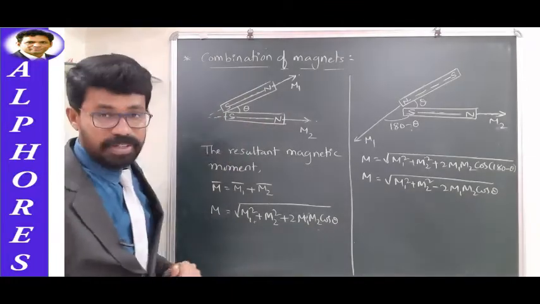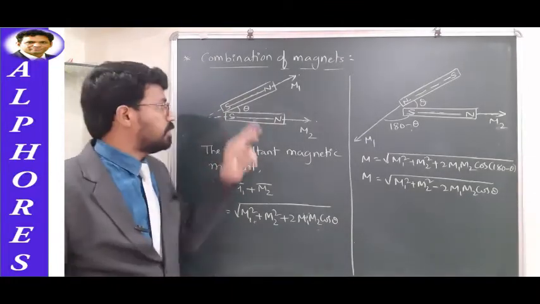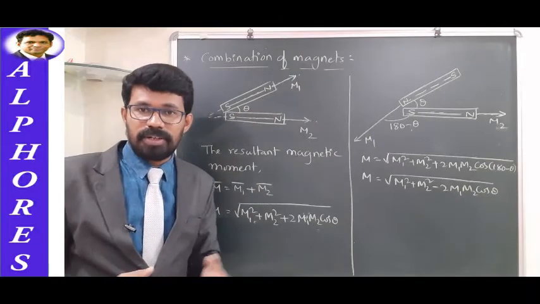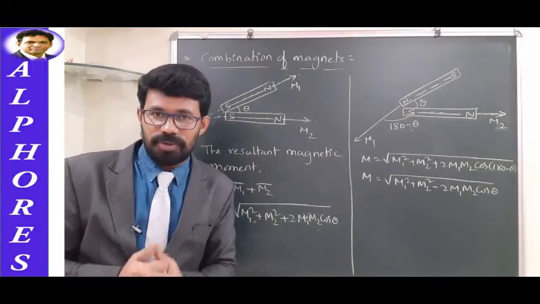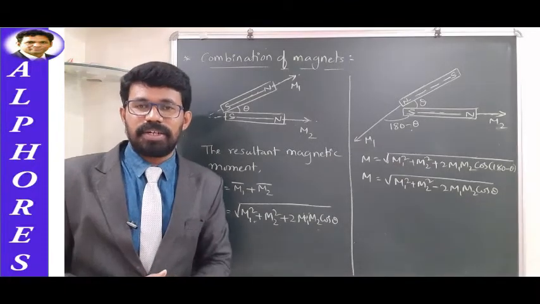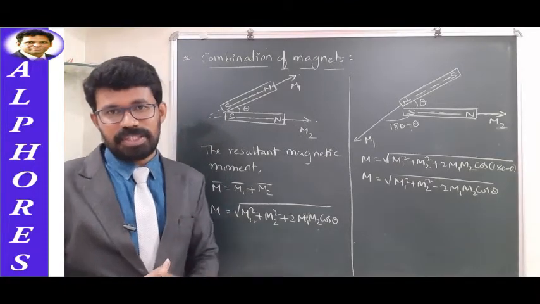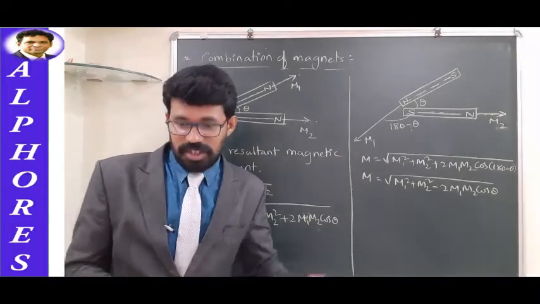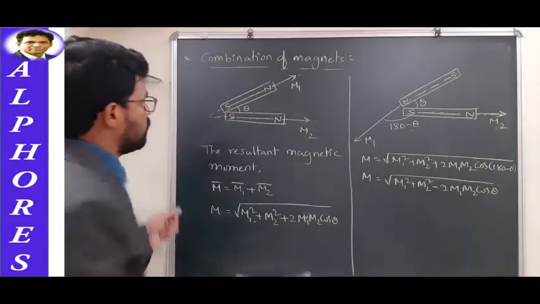parallel to the bottom magnet, what will be the angle? If both the magnets are parallel, what is the angle between those two magnets? It will be 0. If you replace theta with 0, you will get the corresponding resultant magnetic moment. So that's how we can talk about various possible cases in this situation. Let us see all those possible situations.